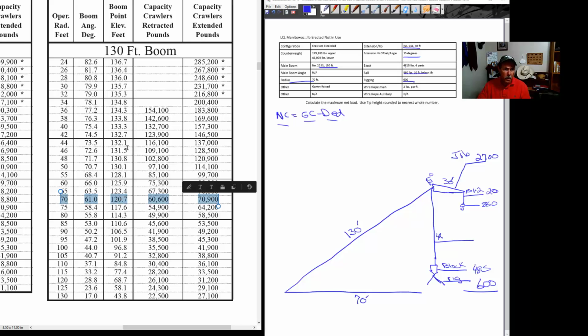The third column from the left, boom point elevation in feet, 120.7, 121 feet when we round to the nearest whole number. Now, to calculate the weight of this wire rope, we're using a method called the tip to ground method. When you're using the tip to ground method, you're using the distance from the tip of the boom all the way to the ground. And that's what we've got here with the boom point elevation in feet, 120.7 or 121 feet. So we write in our 121 feet.